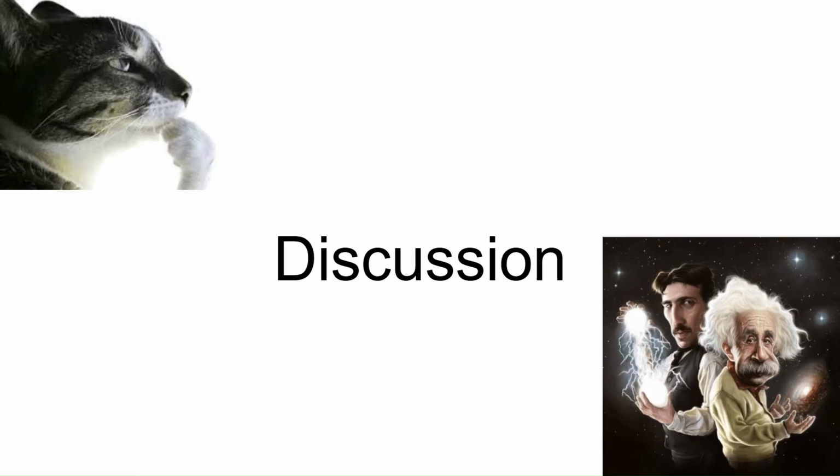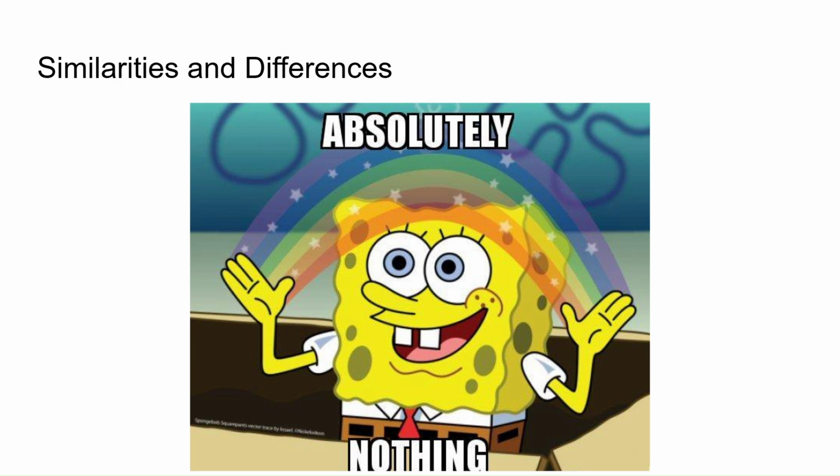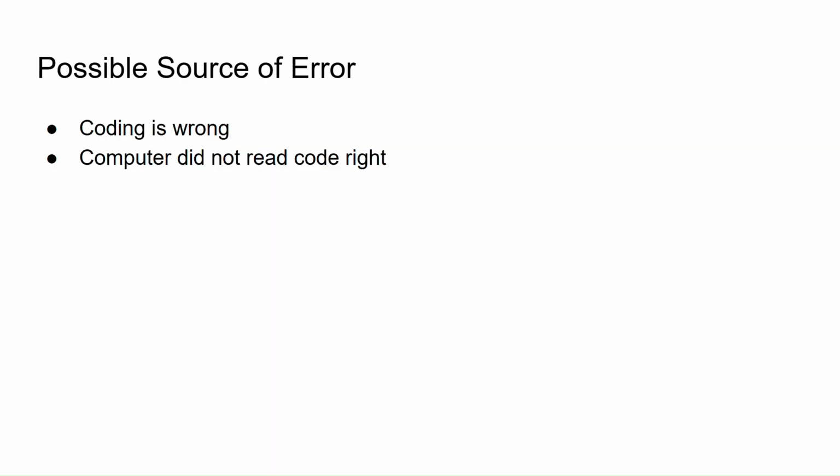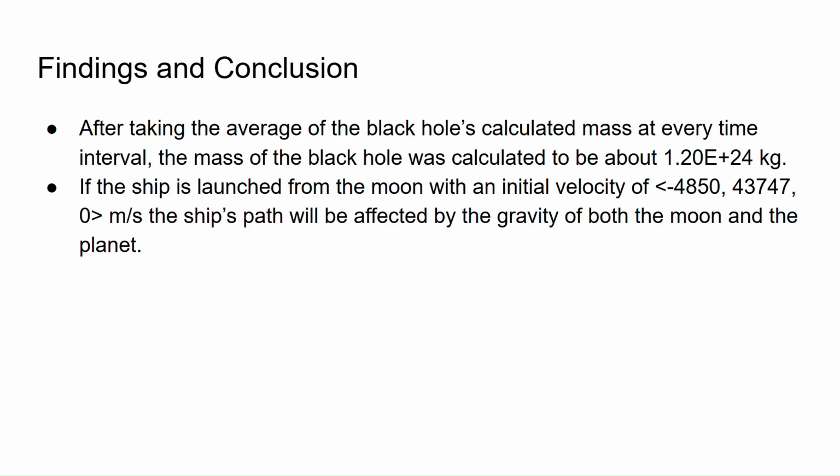Discussion. Similarities and differences. There are no similarities and differences because everything we did was computational, so we can't compare it to any experiment because there is none. Possible sources of error. The coding could be wrong, but I doubt this is the case as the program ran well, and potentially the computer could have read the code wrong, but I highly, highly doubt that.